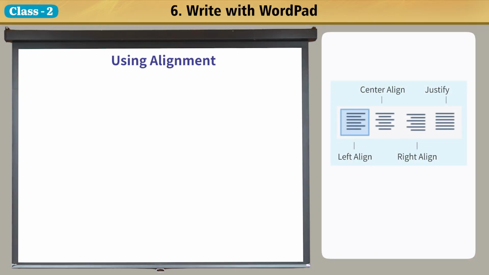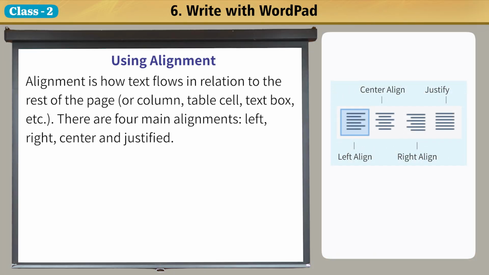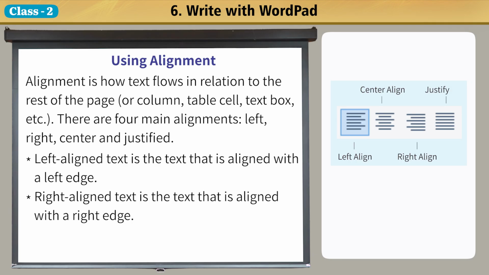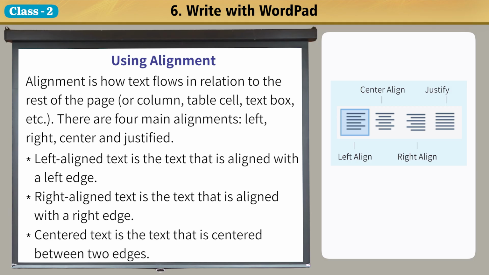Using alignment. Alignment is how text flows in relation to the rest of the page, or column, table, cell, text box, etc. There are 4 main alignments: left, right, center and justified. Left-aligned text is the text that is aligned with a left edge. Right-aligned text is the text that is aligned with a right edge. Centered text is the text that is centered between 2 edges.